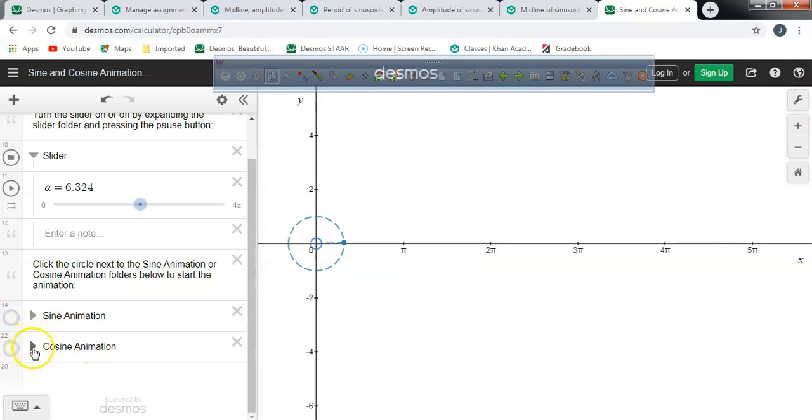Now, next thing we're going to do is look at the cosine of x graph. So look where the cosine starts.